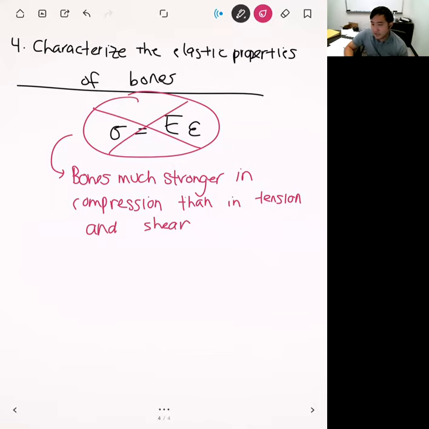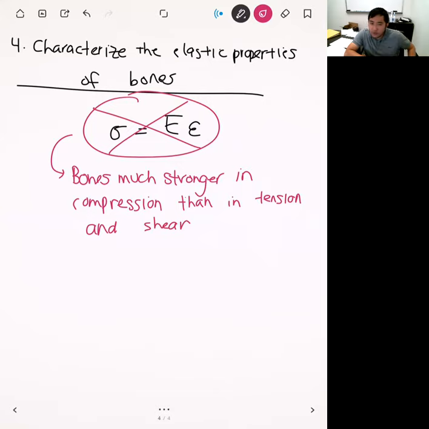And the reason for this is that bones are normally expected to sustain compressive loads a lot more often than shear loads or tensile loads, right? If you think about when you stand up from your chair, gravity is pushing your body down, and the normal force from the ground is pushing it up. So there's a net compressive force on your body, okay? And that compressive force gets transmitted to your bones, okay?